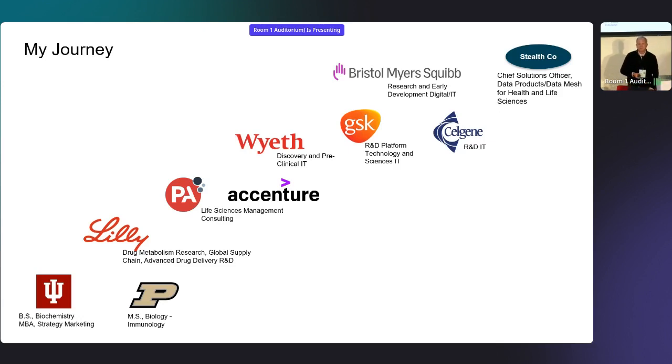I did step out of BMS in April and am joining a startup in the data products, data mesh space. If that sounds vague, it is because it's purposely vague. We're still working on what exactly we're going to be doing, and hopefully knowledge graphs will be part of the solution set.